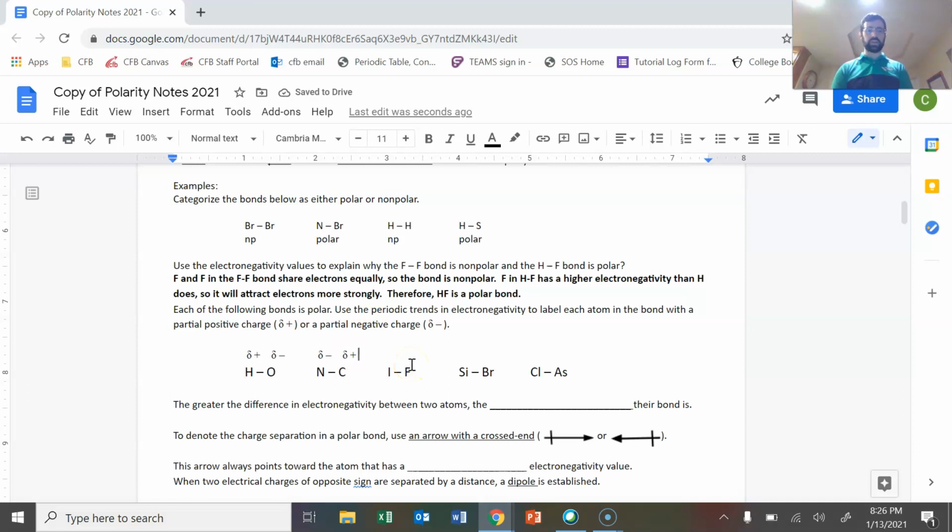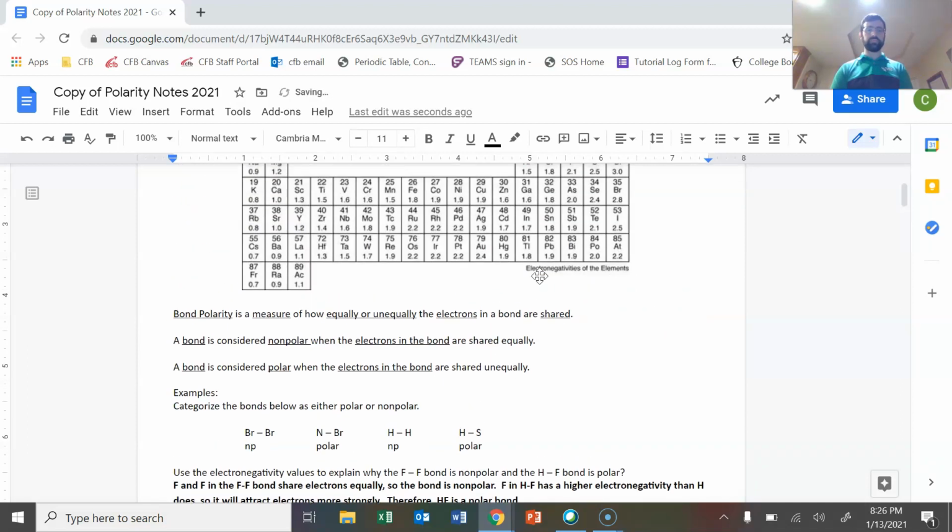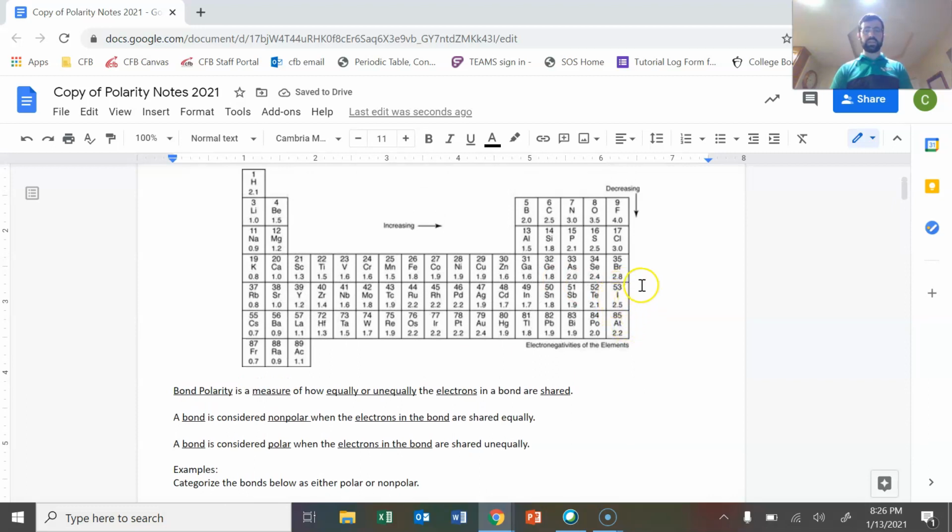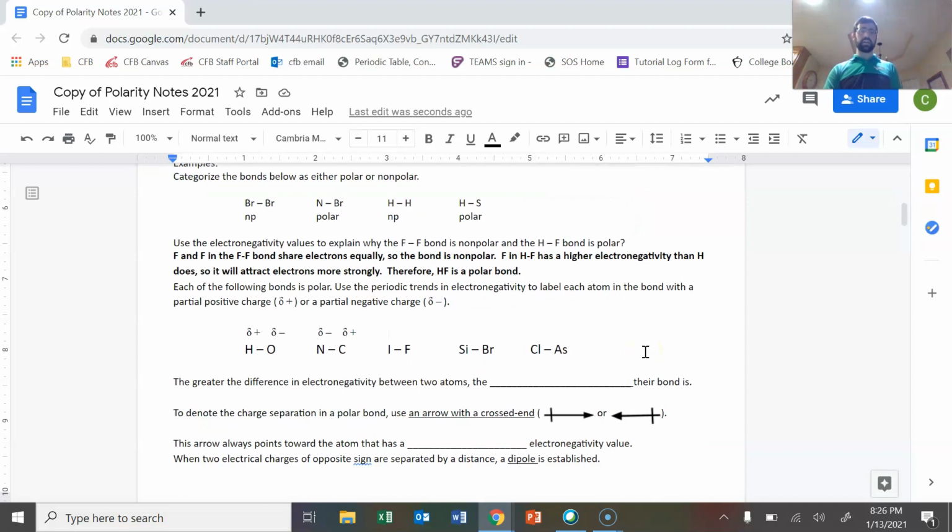All right, now let's look at the IF bond. Iodine is down here at 2.5, F is up here at 4.0. And by the way, what if I didn't have these values? I could still figure it out with a blank periodic table because the electronegativity is the highest at the top of the column and the lowest at the bottom of the column. So I know that fluorine has a higher electronegativity than iodine does, so fluorine is going to be more negative. So fluorine's more negative, iodine's more positive.